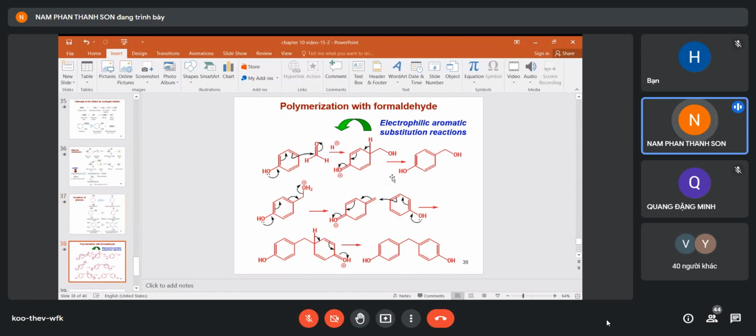Phenol also has the polymerization reaction with formaldehyde, to make plastic. This is a very important plastic. But in our program, we don't have questions related to polymerization reactions, so you can ignore that.